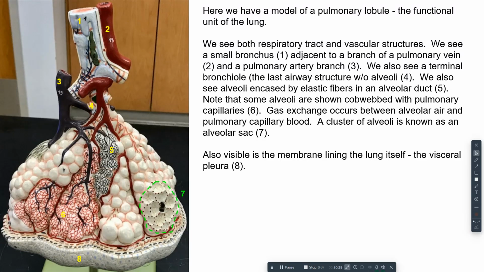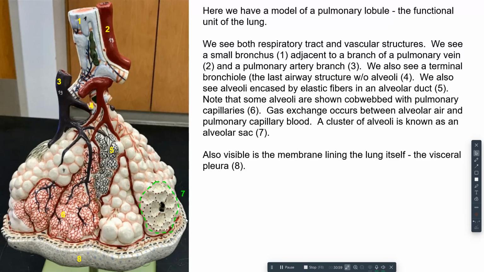I also see a cluster of alveoli down here. Such a cluster is known as an alveolar sac. And then finally, this is the outer membrane of the lung itself. This is called the visceral pleura.